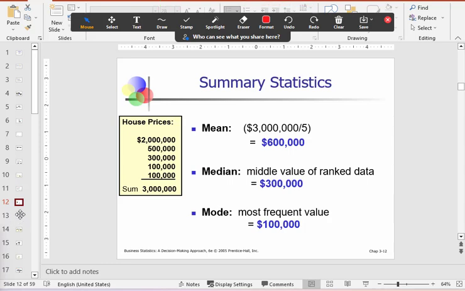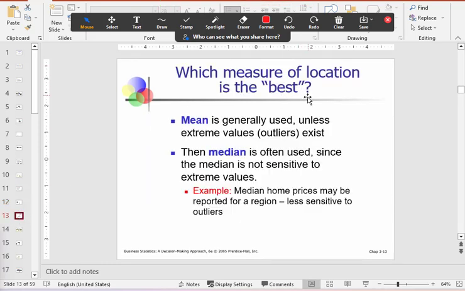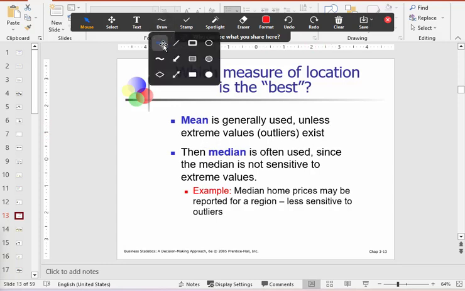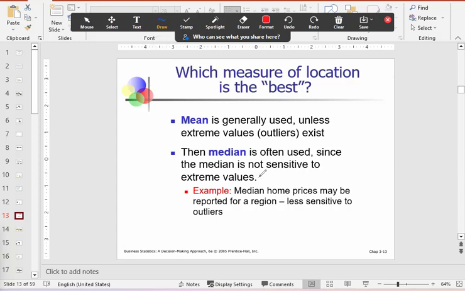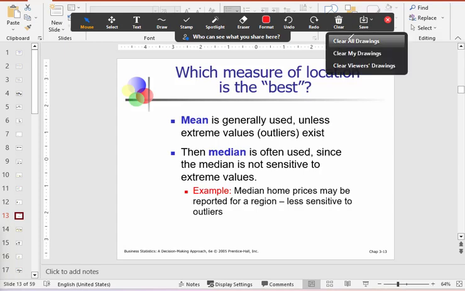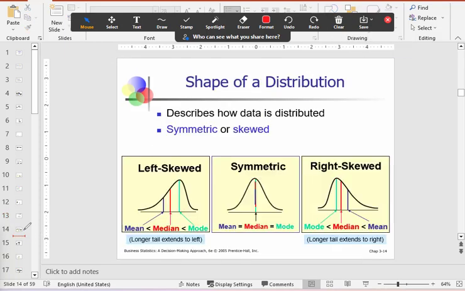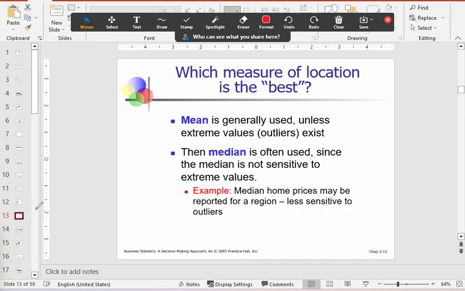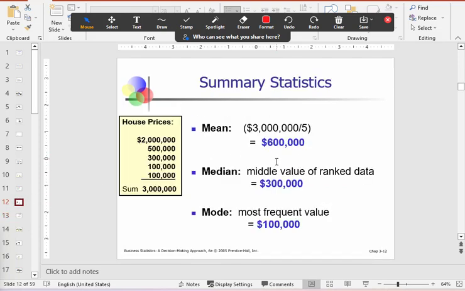Let's move forward to the next slide. Next is which one should be the best. Mean is generally used unless there are extreme outliers. The median is not sensitive to outliers, so if you have only one option to give one indicator, then you will use median, and you will report that the median price in the region is 300K.